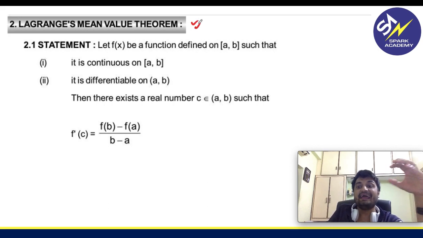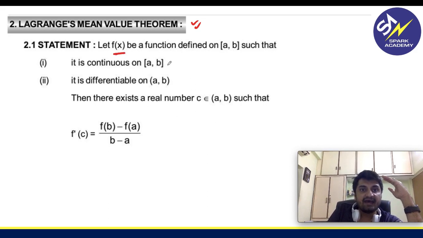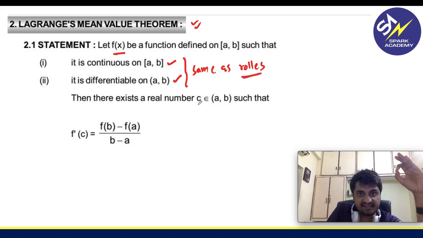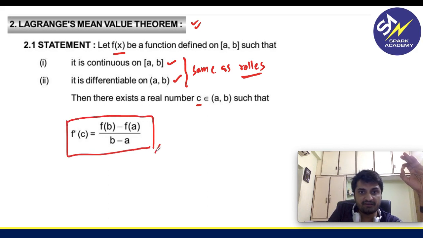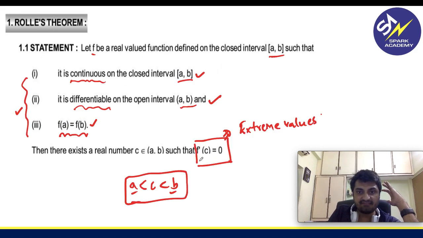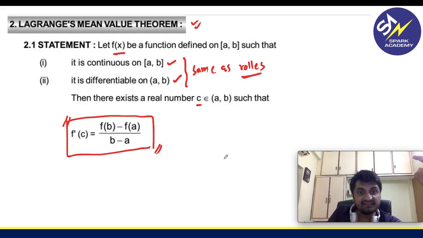This is basically an extension of Rolle's theorem, in the sense that if f(x) is a function and it is continuous on closed interval, differentiable on open interval, so first two conditions, these are same as Rolle's theorem, then there exists a number c such that f'(c) equals [f(b) minus f(a)] by [b minus a]. So this is called your Lagrange's mean value theorem. In Rolle's, what was the case? f'(c) was equal to 0. In Lagrange's, f'(c) equals [f(b) minus f(a)] by [b minus a].